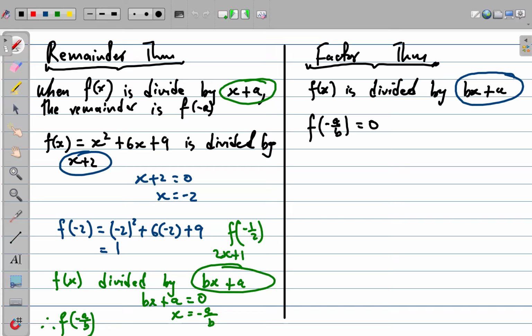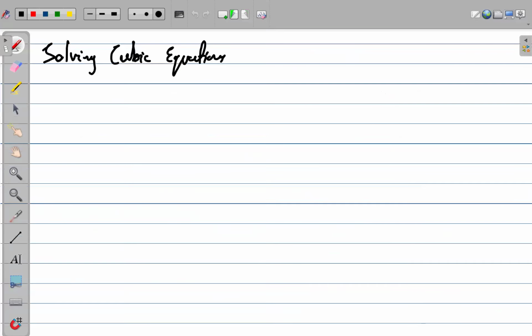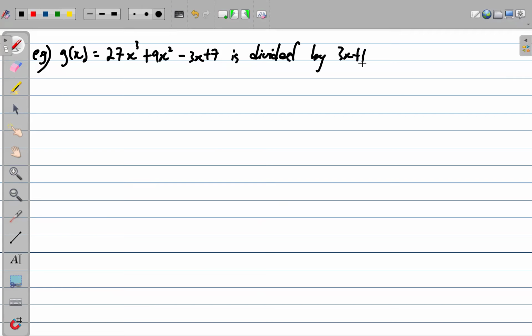All right. So I just want to take one question as an example to show you how they can ask questions related to this. This is just a recap. So I've got an example here just on the remainder and the factor theorem. We are told that g of x is 27x cubed plus 9x squared minus 3x plus 7. And this polynomial is divided by 3x plus 1. So given this, we are required to determine the remainder.